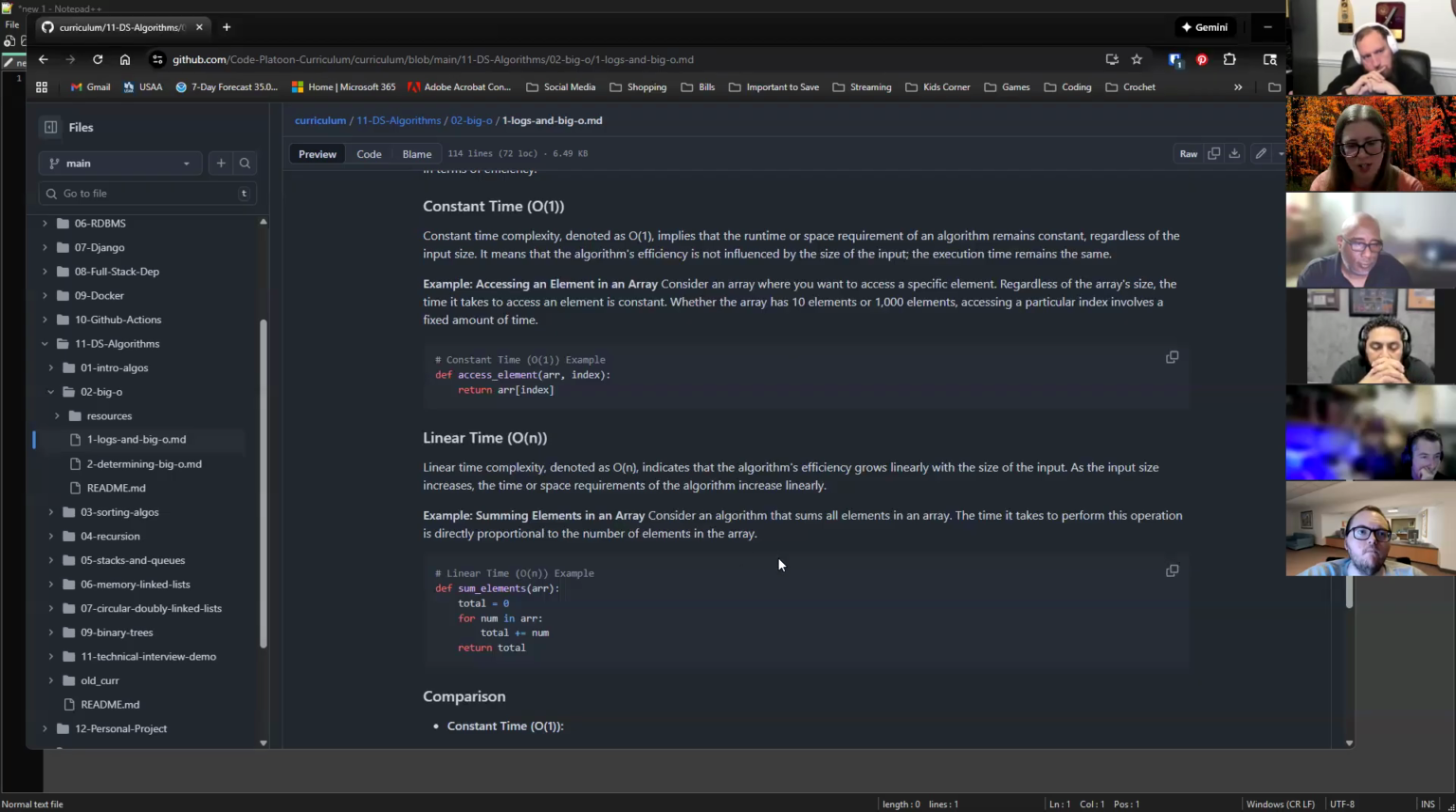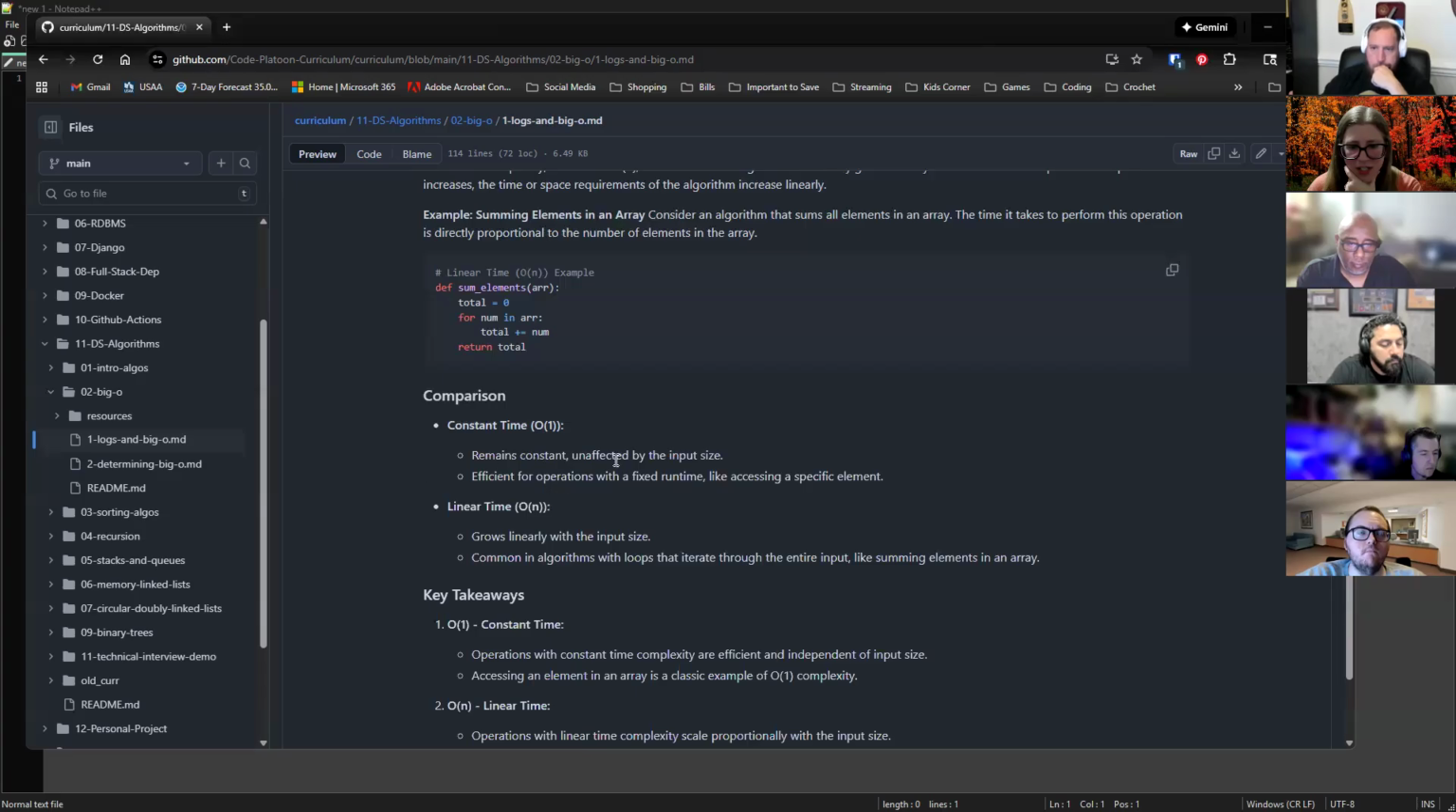Like it's a direct correlation between the number of inputs we pass in this array and how many times this for loop is going to run in this function. So that is linear time. You can expect the amount of time and space for this to complete to increase the same amount each time you add a new element to this array.